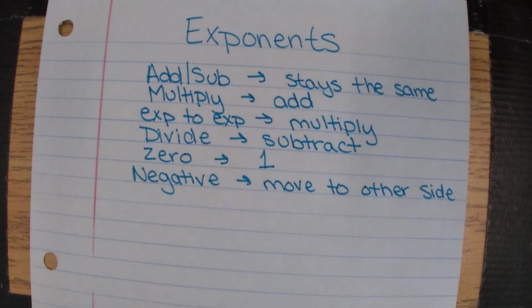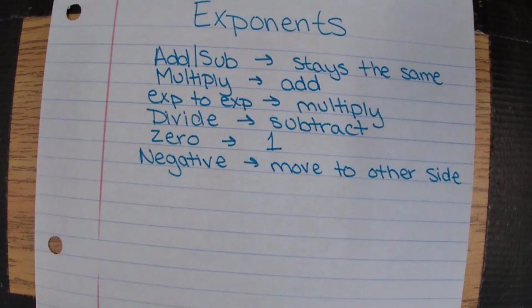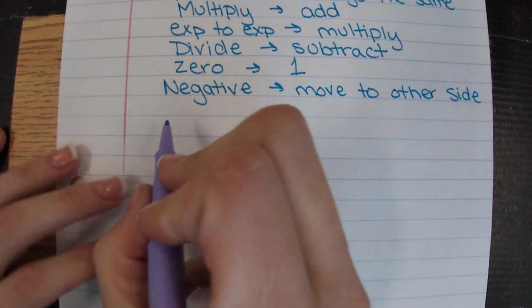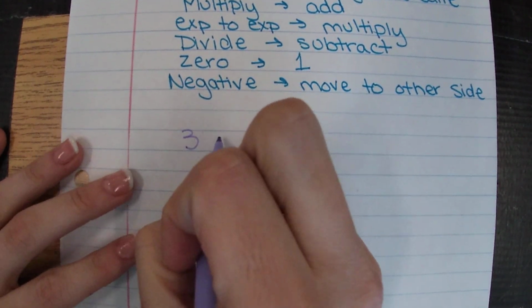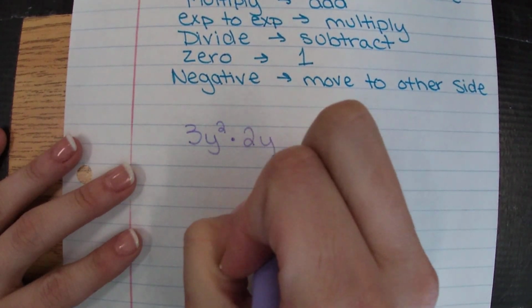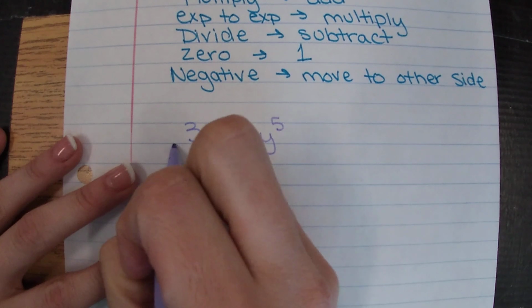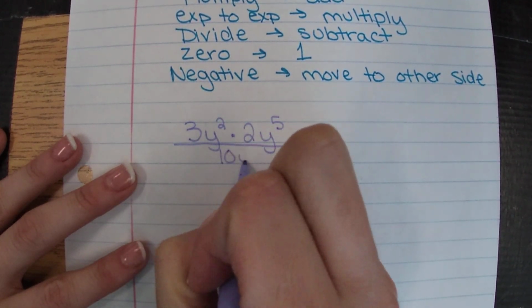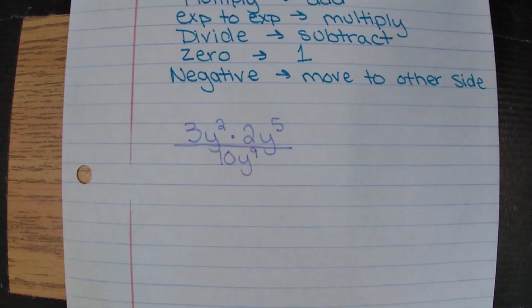So now what happens if we start putting those things together? Let's say we have a problem like 3y squared times 2y to the 5th, all over 10y to the 9th.